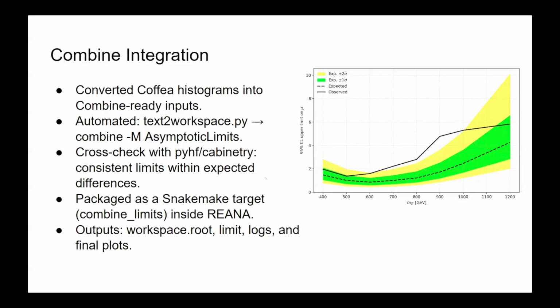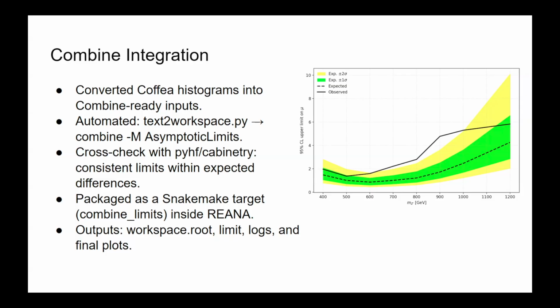About our combine integration, we convert our coffea histograms into combine-ready inputs. Then we run the standard chain for combine, build our statistical workspace, and run the commands to get expected and observed limits. And we also capture logs and outputs as REANA artifacts.